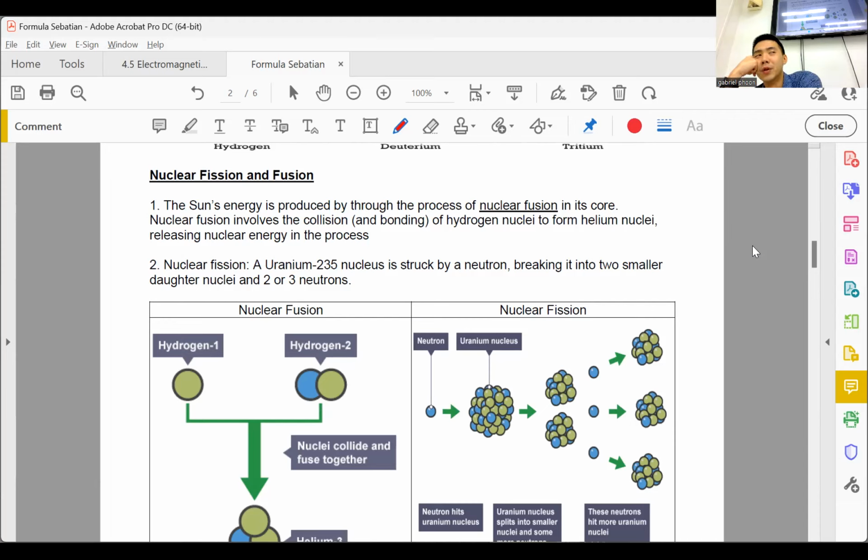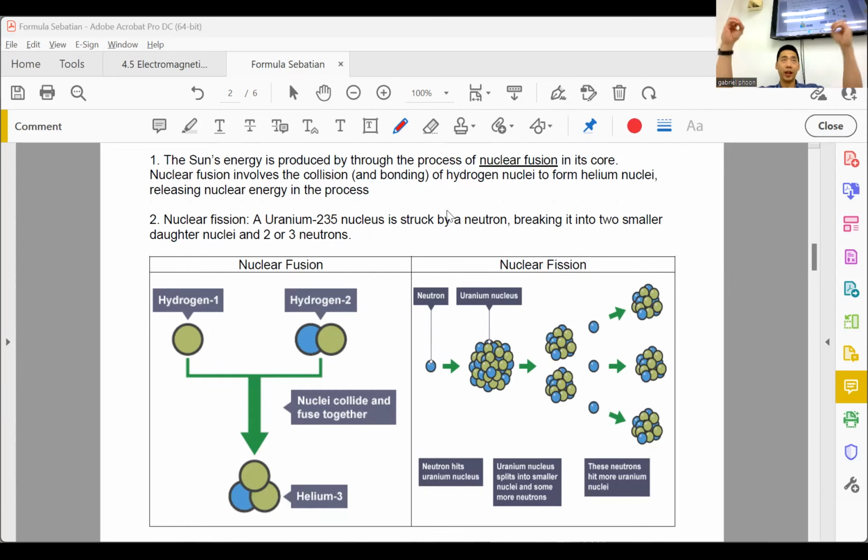Starting off with fusion first. Where do you think it can occur? Not exactly the answer that I'm looking for. Where does nuclear fusion occur that you know of? Somewhere very, very far away. Oh, good. Nuclear fusion occurs only at the sun, guys.